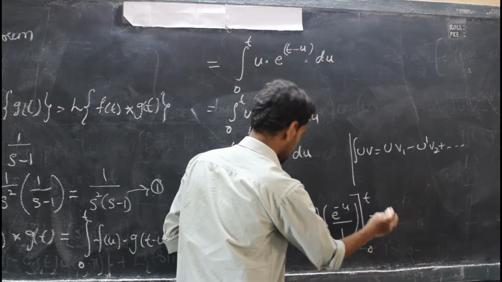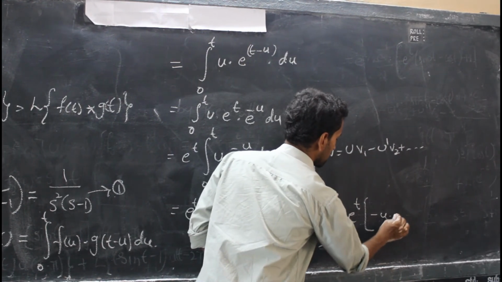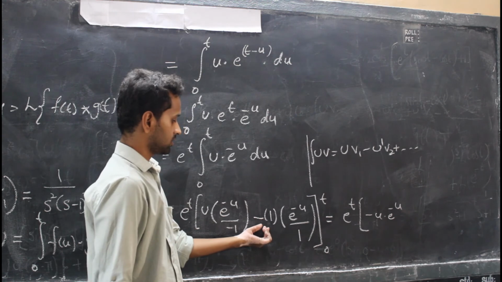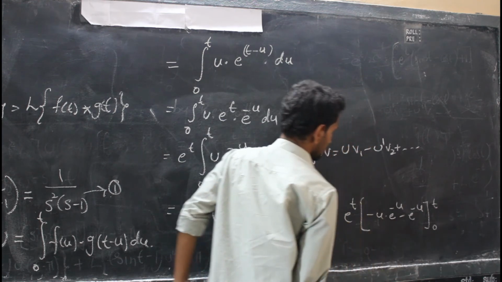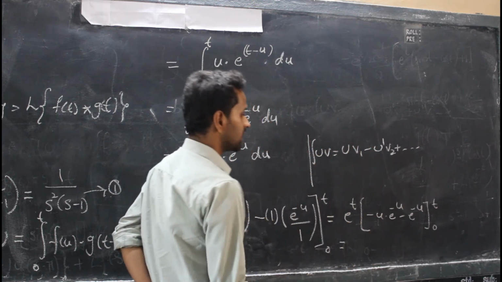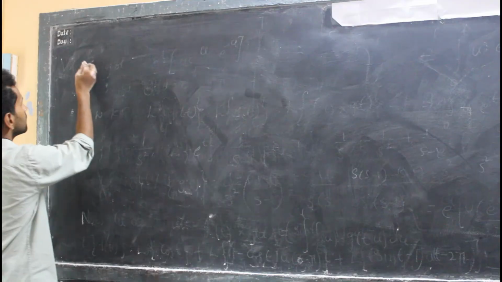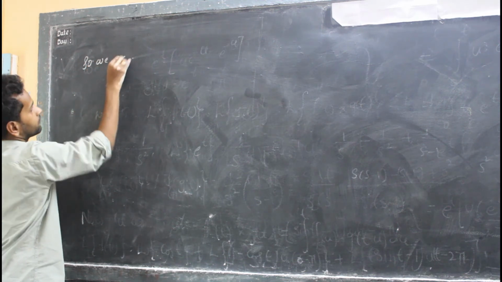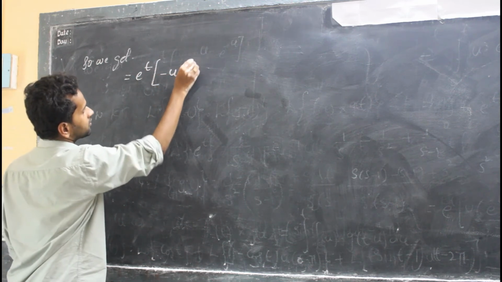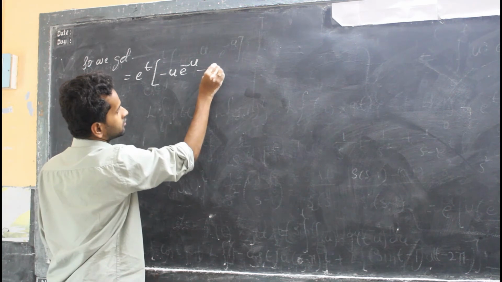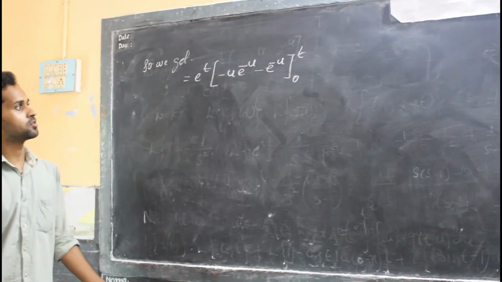So this becomes e to the power of t into minus u into e to the power of minus u minus e to the power of minus u, 0 to t. So now I will apply the limits 0 to t. After applying the limits, we got e to the power of t into minus u into e to the power of minus u minus e to the power of minus u. Limits vary from 0 to t.